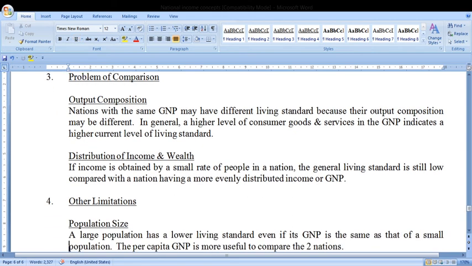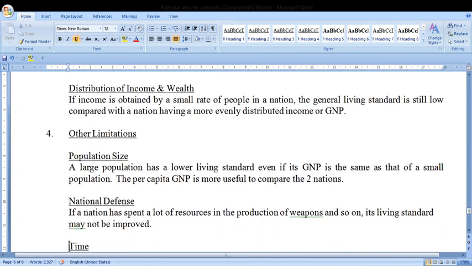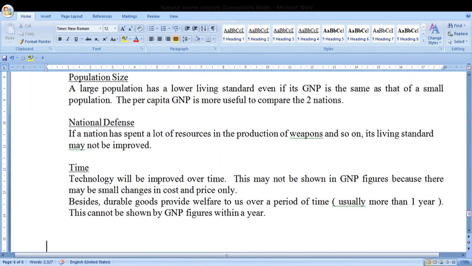Okay, what are the other limitations? Basically, population size, national defense, and time. These are the three other major difficulties in national income. These are the major limitations.